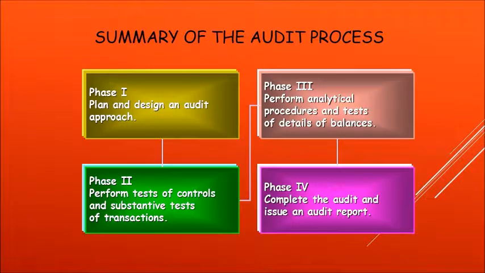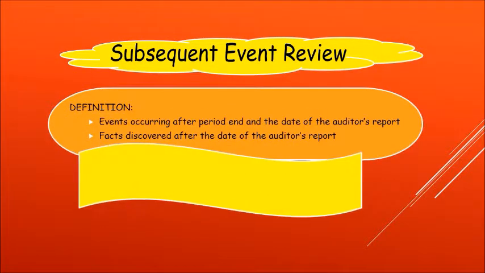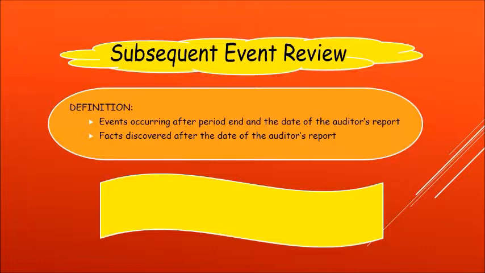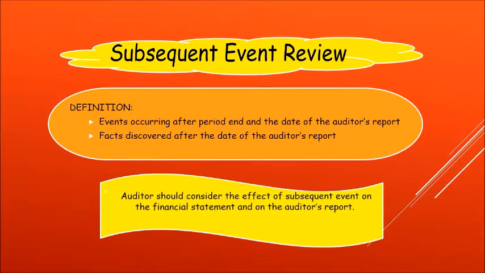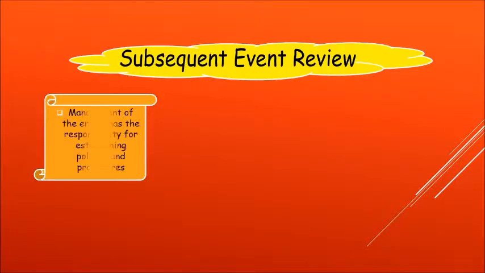For this topic we will focus more on Phase IV: completing the audit and issuing an audit report. Subsequent events are defined as events occurring after period end and the date of the auditor's report, and facts discovered after the date of the auditor's report. The auditor should consider the effect of subsequent events on the financial statements and on the auditor's report.